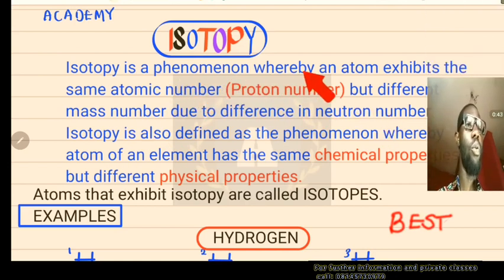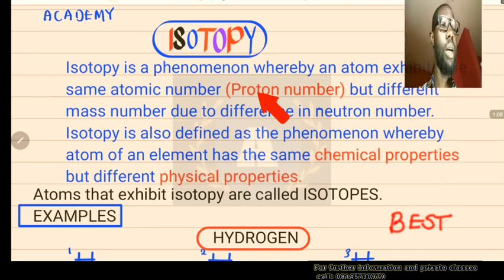It is the phenomenon whereby an atom exhibits the same atomic number but different mass number due to difference in the number of neutrons. Atomic number is also known as the number of protons. So isotopy will occur in an element that exhibits the same number of protons but different mass number. Now we can also give it another definition.